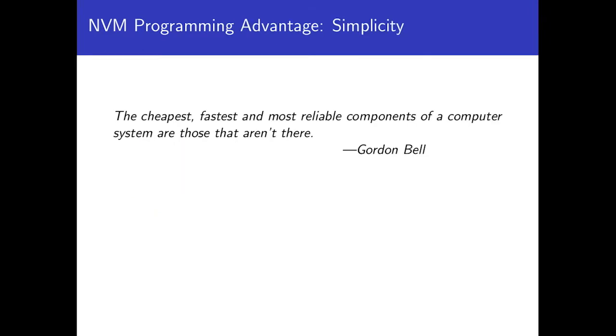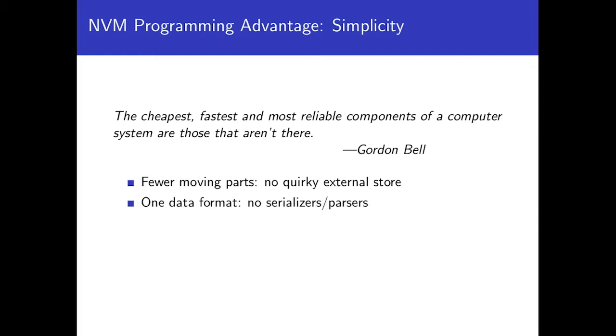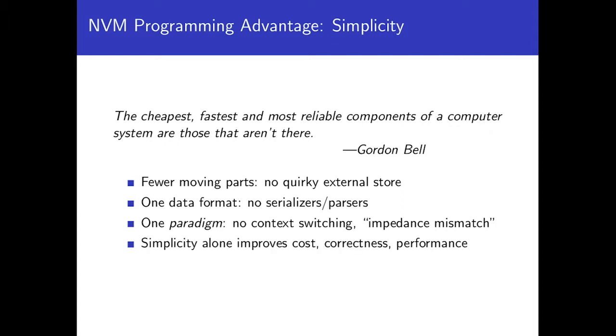The main attraction, in my view, of the NVM style of programming is simplicity. It allows us to get rid of big, complex, opaque moving parts. There's no external persistent store with its own rules, its own idiosyncrasies. There's only one format for data, the in-memory format. No more serializers, parsers, or other translators. Programmers only think in one programming paradigm, imperative algorithms manipulating in-memory data structures. The programmer doesn't have to mentally context switch to some other paradigm like declarative SQL, manipulating data in relational tables. All by itself, simplicity can reduce the cost of software development, make it easier to write correct software, and offer performance improvements over and above those that you get from new, faster hardware.